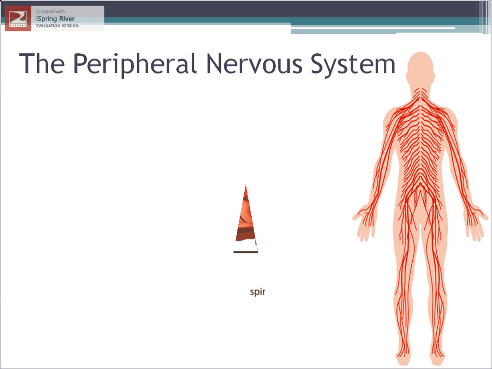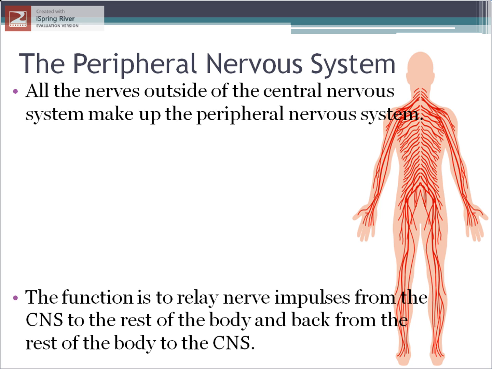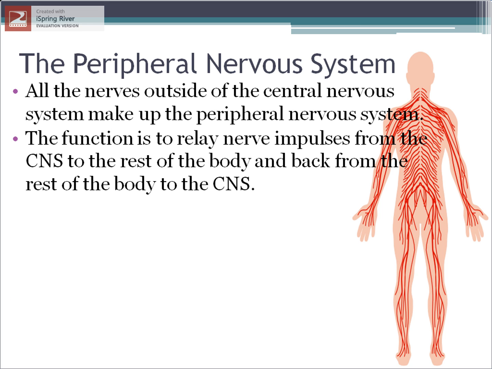Next we have the peripheral nervous system. All the nerves outside of the central nervous system make up the peripheral nervous system. The function of this part of the nervous system is to relay nerve impulses from the CNS, which is the brain and the spinal cord, to the rest of the body, and from the body back to the CNS.